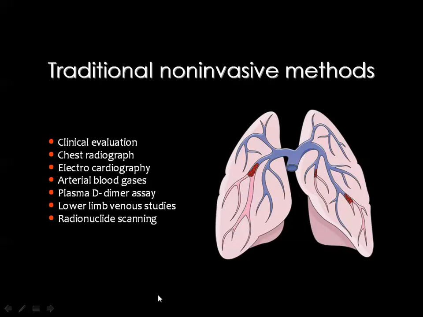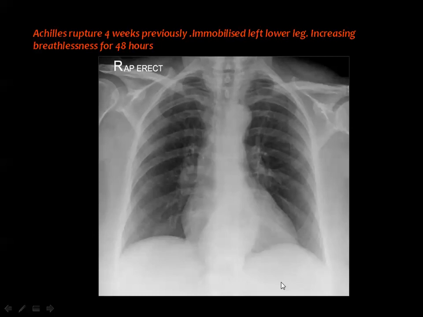And these are the traditional non-invasive ways for evaluation of pulmonary embolism, including the clinical examination, chest radiograph, echocardiography, arterial blood gases, assessment of the lower limb venous system, and the radionuclide scans. And if you look at this chest X-ray, you can hardly see a lesion. This patient had an Achilles tendon rupture 4 weeks previously, was immobilized, and developed increasing shortness of breath. And the chest radiograph looks normal.